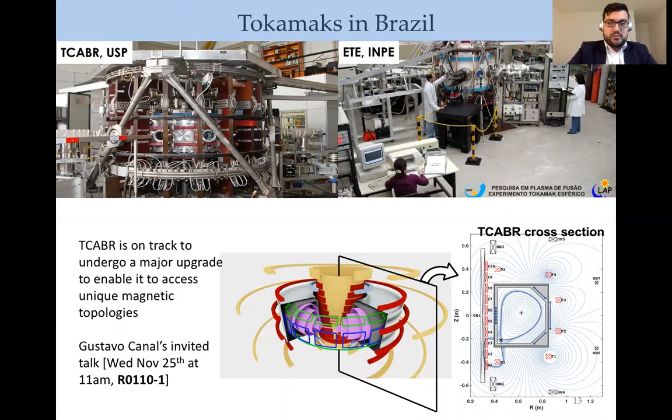In Brazil, there are 2 tokamaks currently in operation, the TCABR at the University of São Paulo and the ETE at the National Institute for Space Research. Let me advertise that the TCABR right now is on track to undergo a major upgrade. This is basically the upgrade cartoon of what's going on.